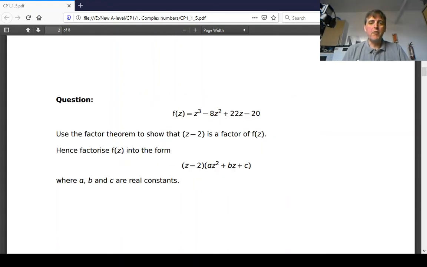So let's start off by seeing how much you remember about the factor theorem and doing some factorizations. Here I've got a cubic function. I'd like you to pause the video, use the factor theorem to show that z minus 2 is a factor of this, and then do the factorizing.